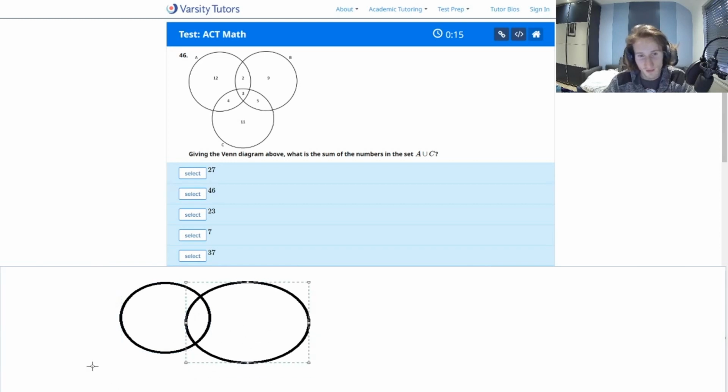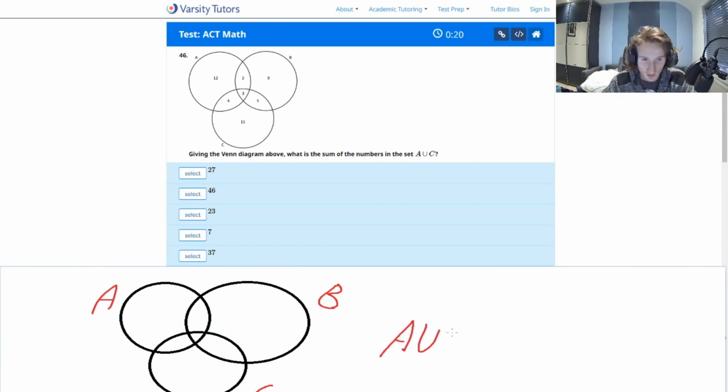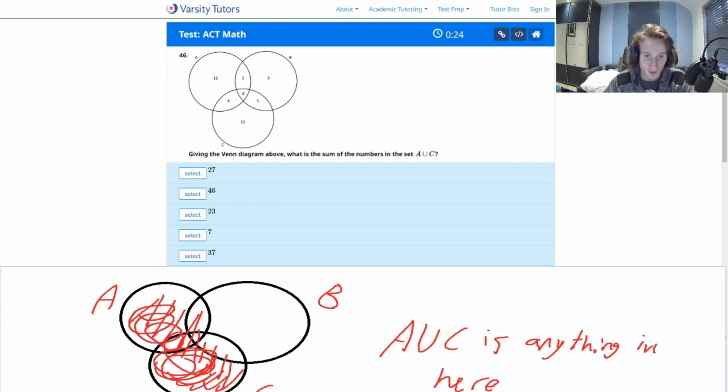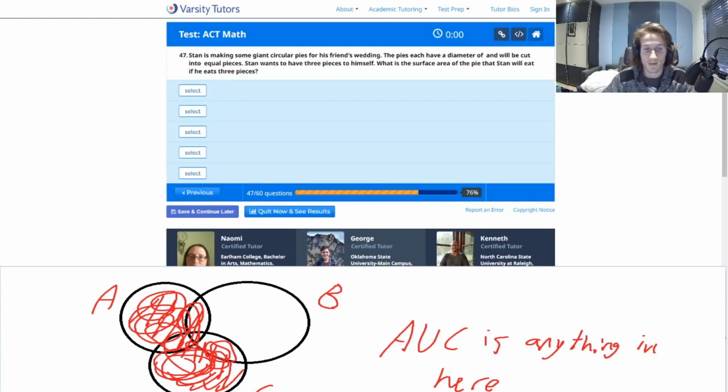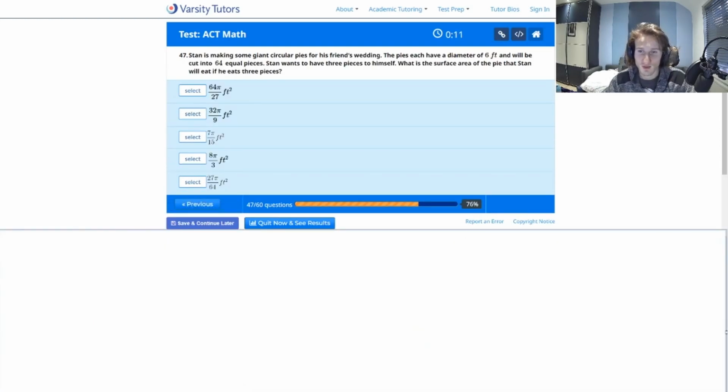Alright, what is A union C? Everything in A and everything in C. 4 plus 2 plus 3 plus 4 plus 11 plus 5. 7. Stan wants 3 pieces of itself.